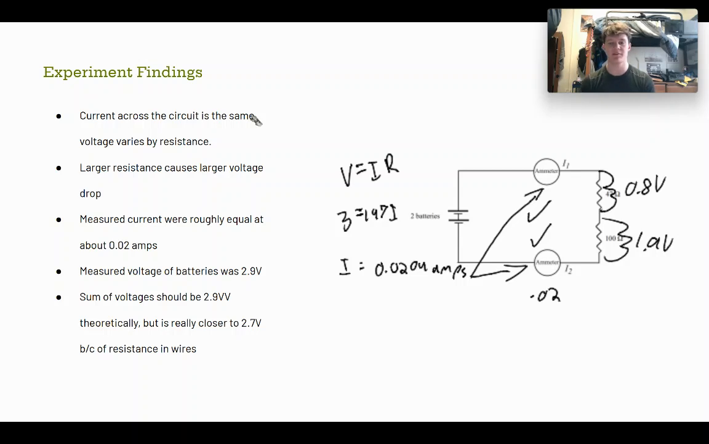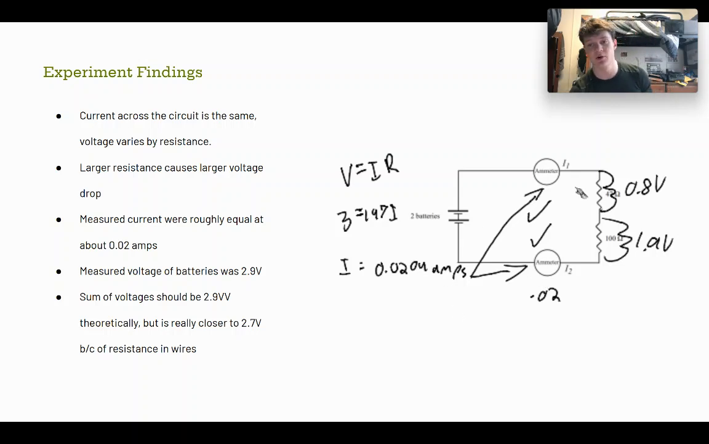So for the experiment findings for this first circuit that we built, we have two batteries in series with two resistors, one that's 100 ohms, the other that's 47 ohms. And what we would expect in a circuit like this is that the current would be equal throughout the whole thing, and the voltage drop across the larger resistor should be bigger than the voltage drop across the smaller resistor. That's what we see.